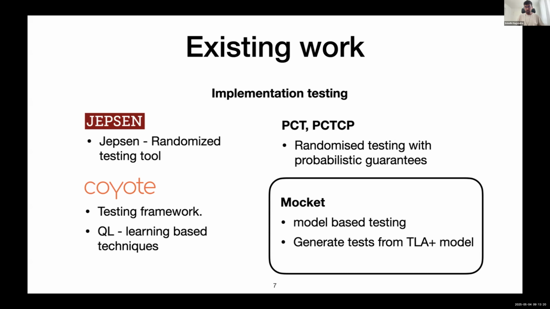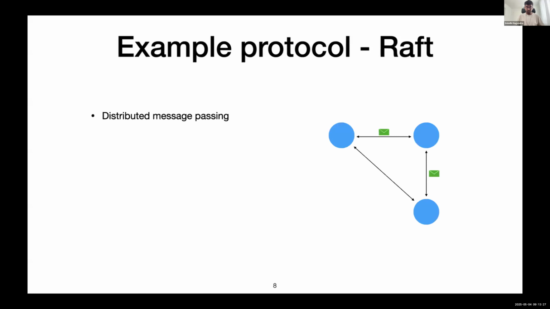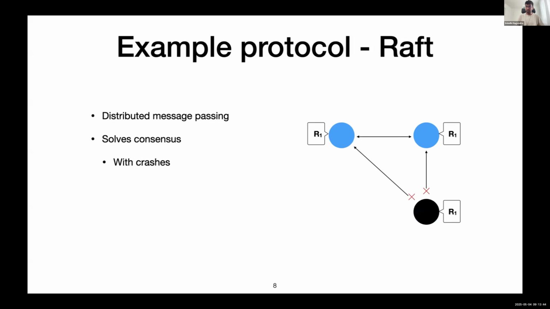So throughout the rest of this talk, I'll be using Raft as an example. I believe a lot of you already are familiar with Raft. It's a distributed message passing protocol, meaning all processes talk by sending messages across, and the protocol solves for consensus. So you have three nodes, and they all want to agree on a value, in this case, for example, some random value R1. And they want to do this in the presence of crashes. So if a node just stops responding to messages, you still want consensus.